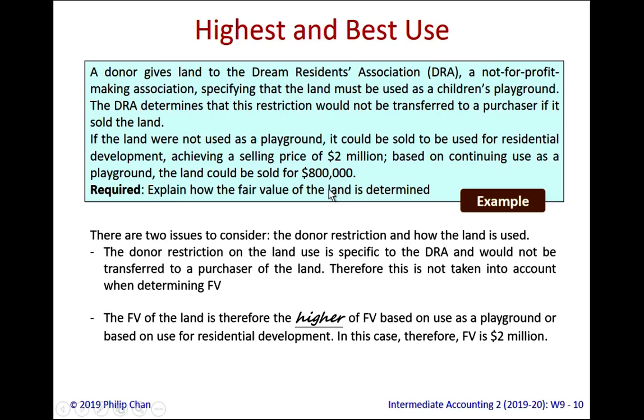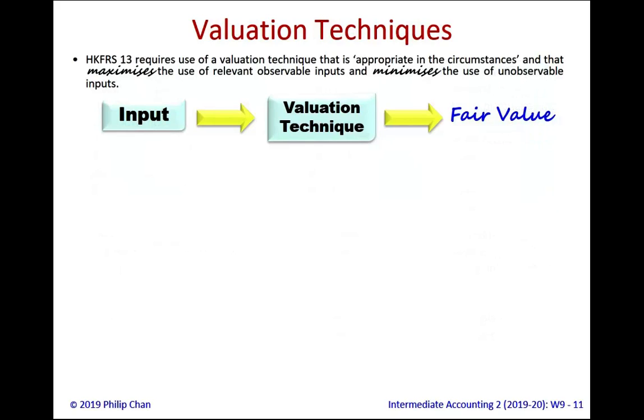And then, of course, we will pick the highest price, right? Highest and best use. So at the end, the fair value of this piece of land should be 2 million. Okay, that's how you apply the approach of highest and best use. So we're going to move on.